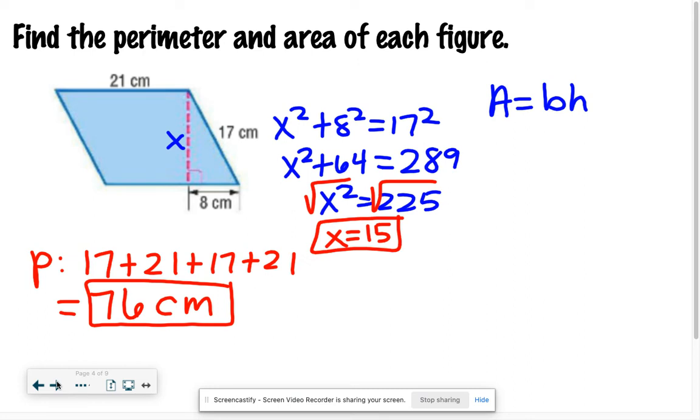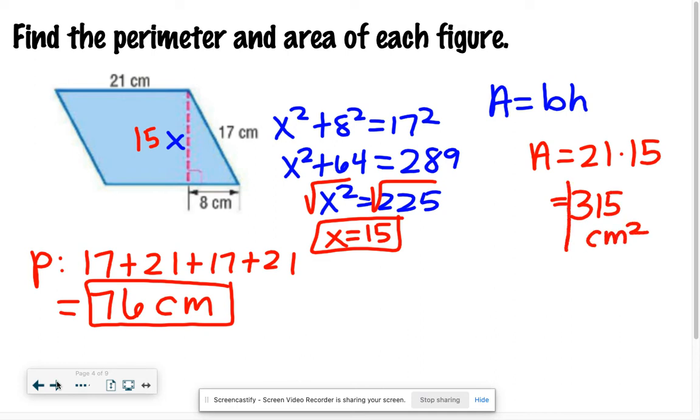So now that we know our height, it's pretty simple to find the area. Plug it in. Our base is 21 times our height of 15. 15 times 21 is 315. Then our units are centimeters squared.